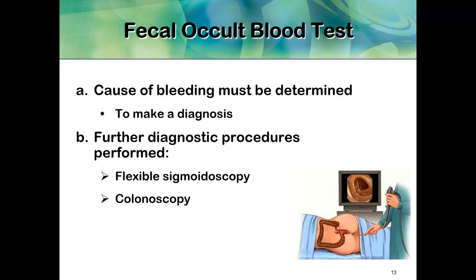We'll touch upon and talk a little bit about sigmoidoscopies, but you might remember that the sigmoid colon is only a very small part at the end of the colon. Whereas a colonoscopy is a procedure that will visualize the entire length of the colon. And this is typically what is going to be performed if a patient has a positive test for the fecal occult blood testing.